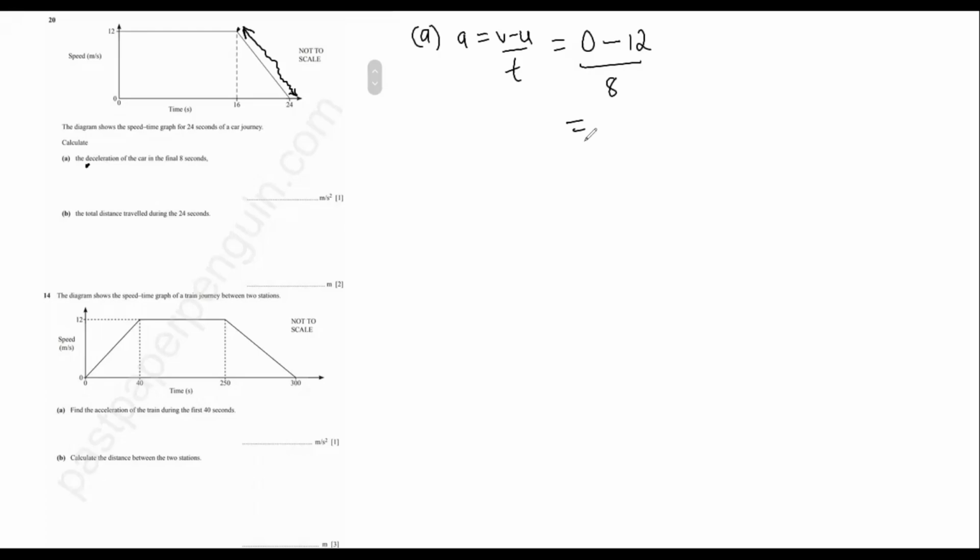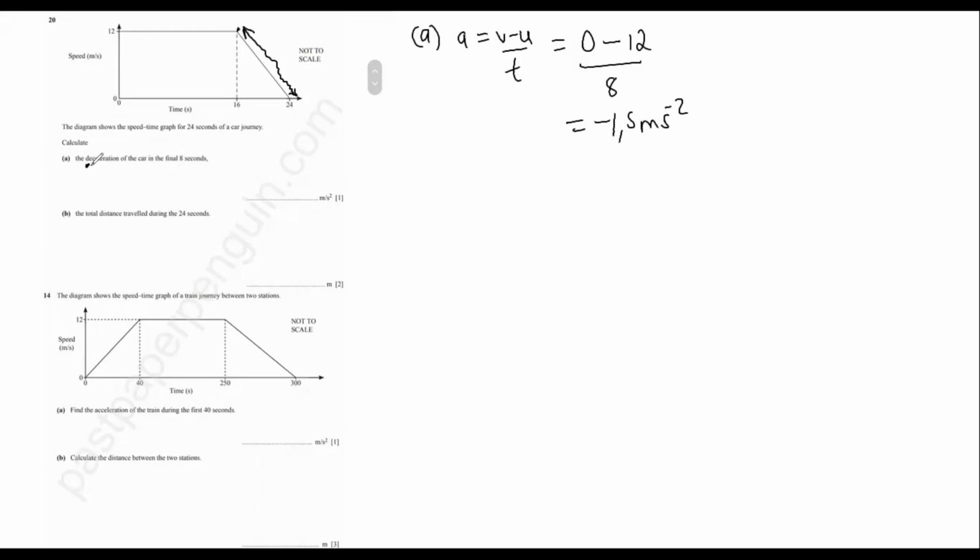So what do you get, Bradley? Hello, guys. We get minus 1.5. Okay. Yes, so we get minus 1.5. Sorry for that blunder. Don't know what's happening today.